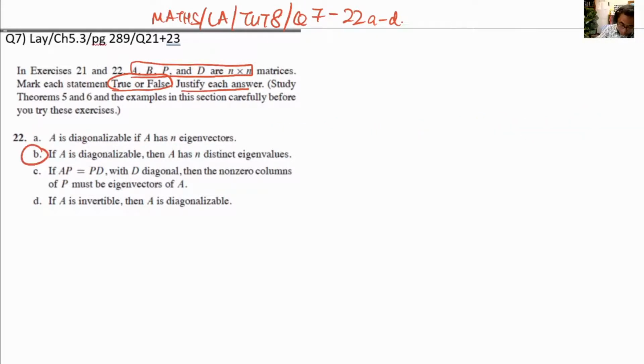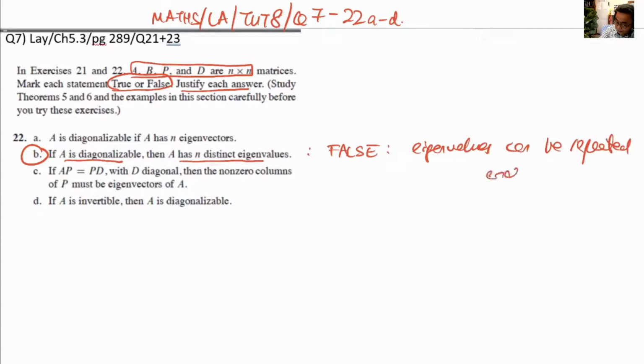We now turn our attention to 22b. If A is diagonalizable, A has n distinct eigenvalues. And again, this answer is false. It must have n independent eigenvectors. The eigenvalues can be repeated, and even 0. But it must have n independent eigenvectors.